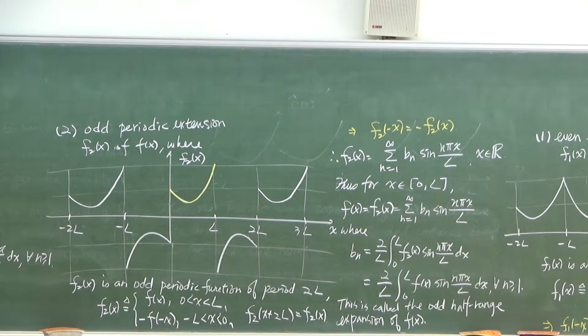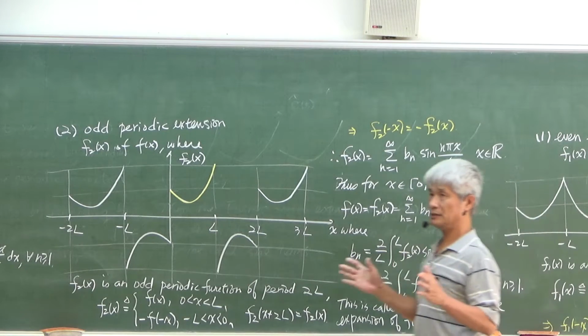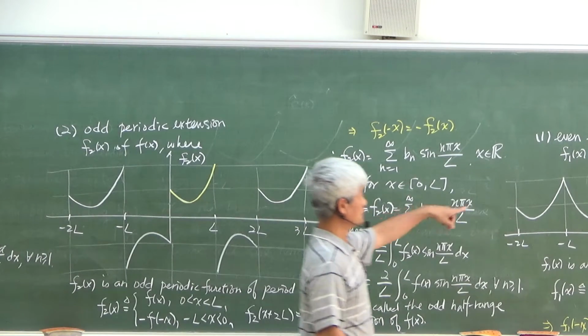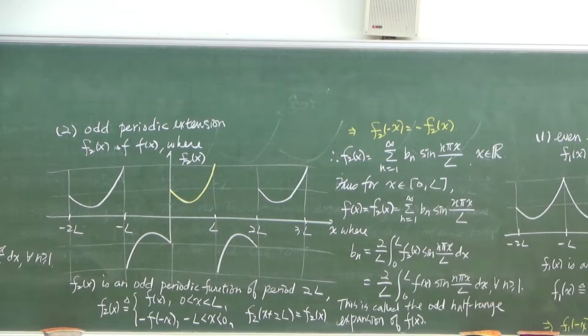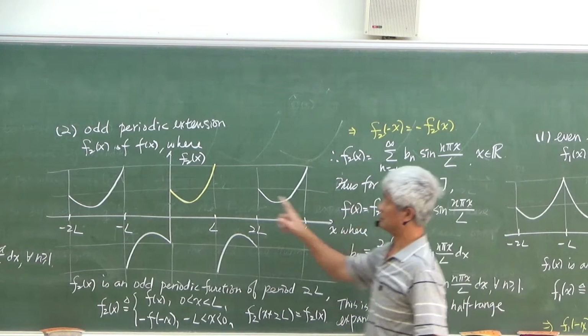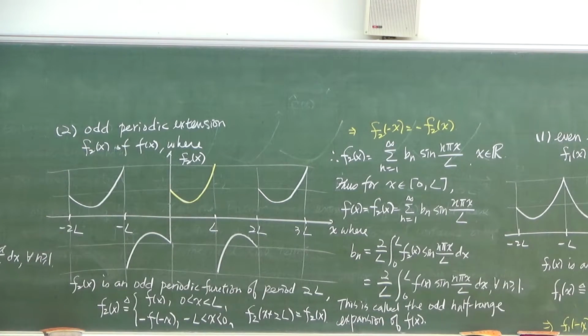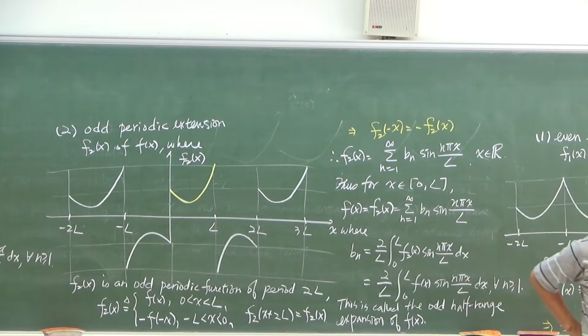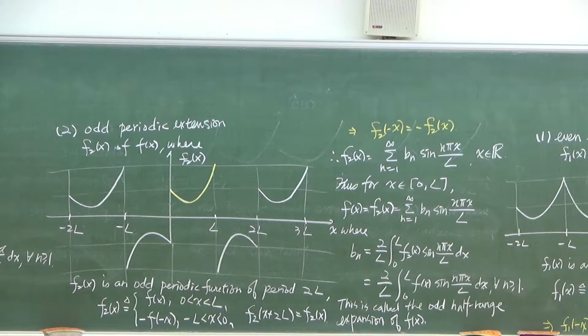So the last two representations, the even and odd half-range extensions, are commonly used to represent a function defined on finite intervals from 0 to L. So you can see that the same function can have two different representations. Any questions?